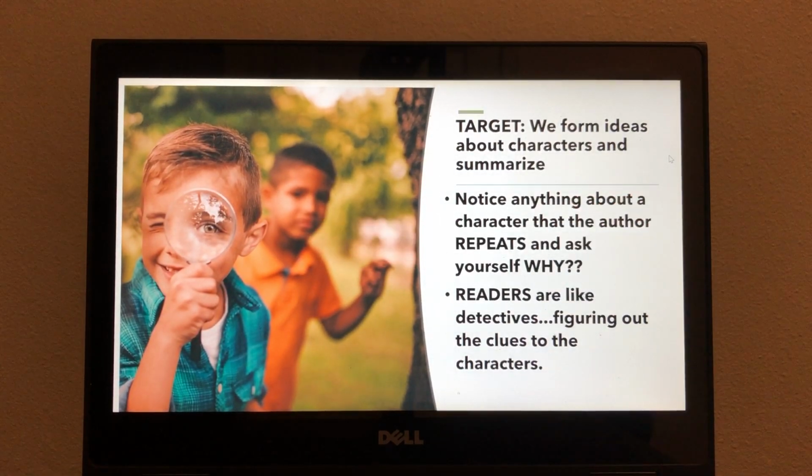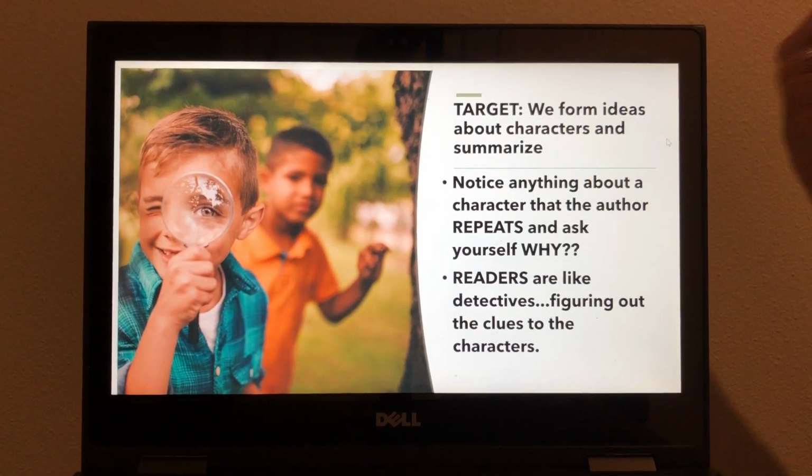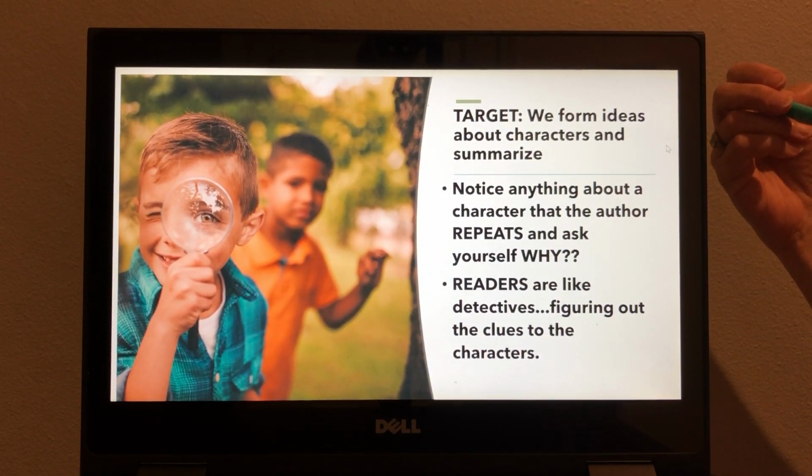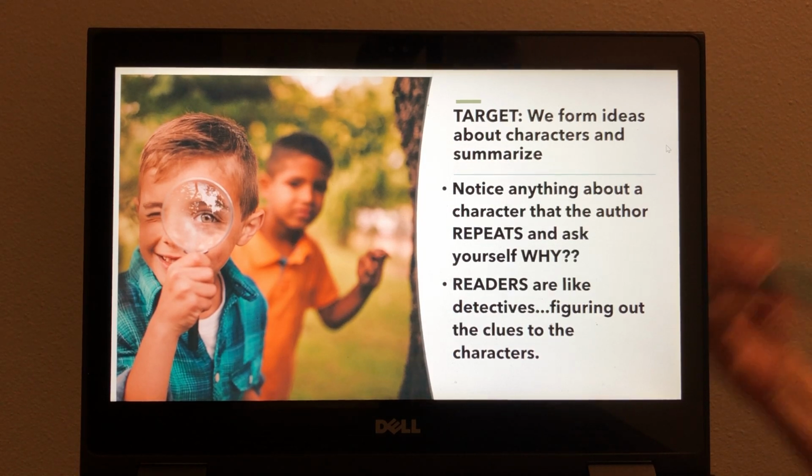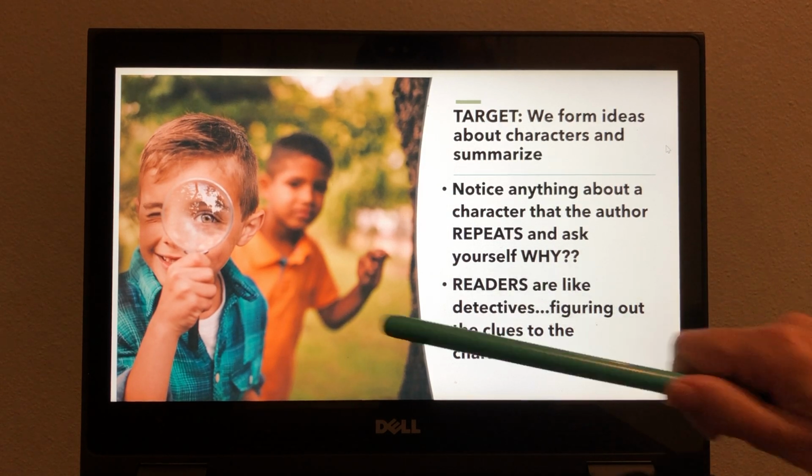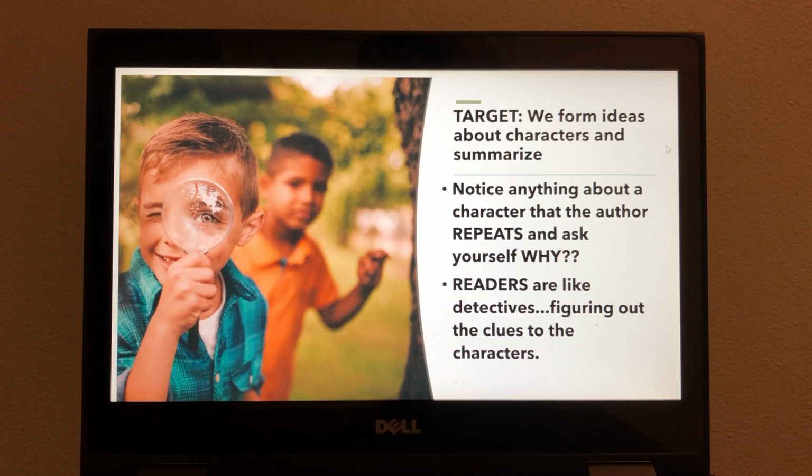These kids are out with a magnifying glass. They're outside having fun, looking for clues. Readers look for clues about characters. Your target: we form ideas about characters and summarize. Now, as you're reading, notice anything about a character that the author repeats and ask yourself, why are they repeating that? Readers are like detectives, just like these kids, figuring out clues to the characters.